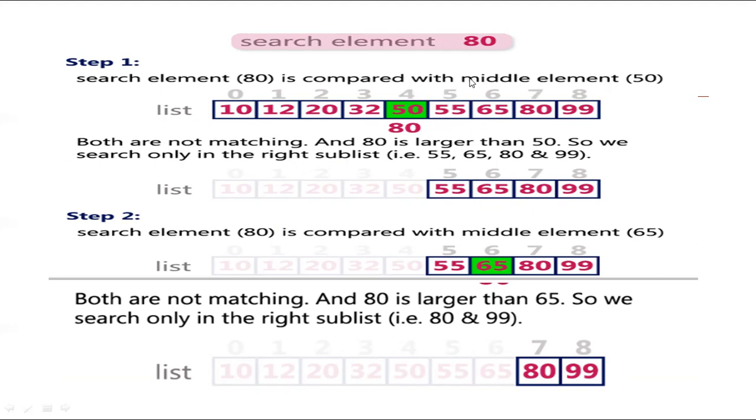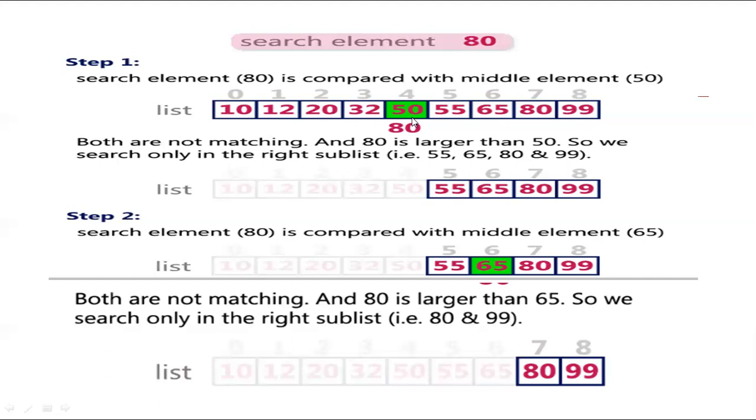So your search element 80 is compared with the middle element. How to calculate the middle element? Your top value plus bottom value by 2, that is equal to the middle element. Top index value is 0, bottom index value is 8. 0 plus 8 by 2 equal to the fourth location. Clear? A of 0 and A of 8. 0 plus 8 by 2 equal to 4. Clear? This is the middle element. So middle element 50 equal to 80, the search element?